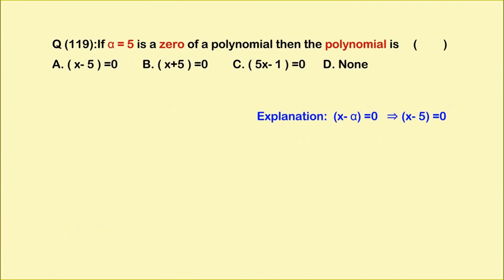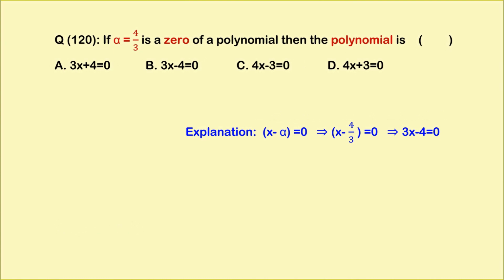Question number 119. If alpha is equal to 5 is 0 of the polynomial, then find the polynomial. We know the formula for the linear equation x minus a is equal to 0. If you substitute a as alpha is equal to 5, so the final answer will be x minus 5 is equal to 0. So the right answer is A.